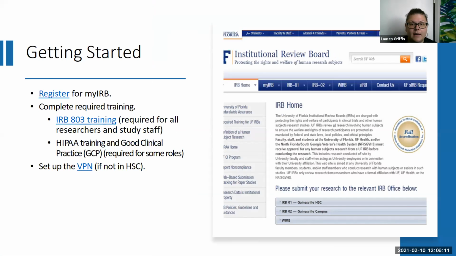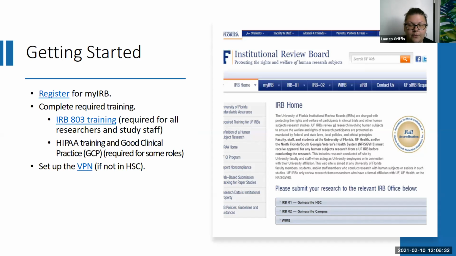So getting started. In order to use our system, this is all going to be done online. It's really nice because we have a single place where you can submit your studies, you can track them, you can look at your different documents, you can upload things. But before you can do that, you have to get started. So the first step is to register for myIRB and complete required training.